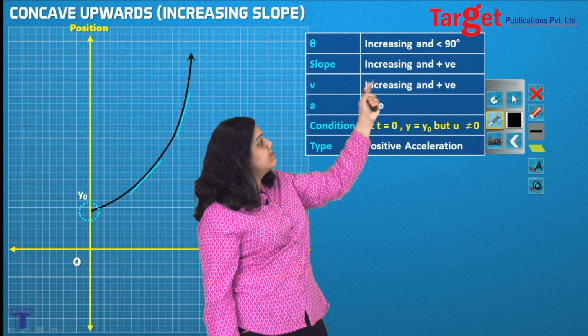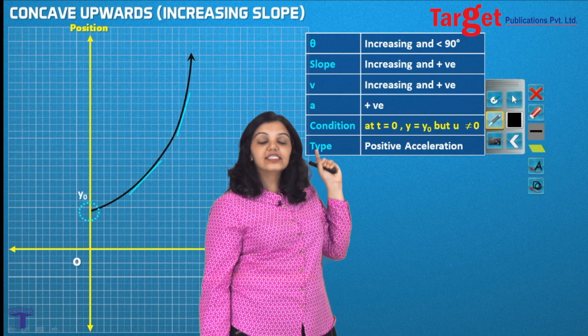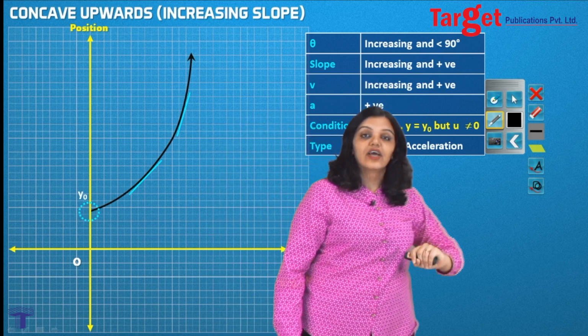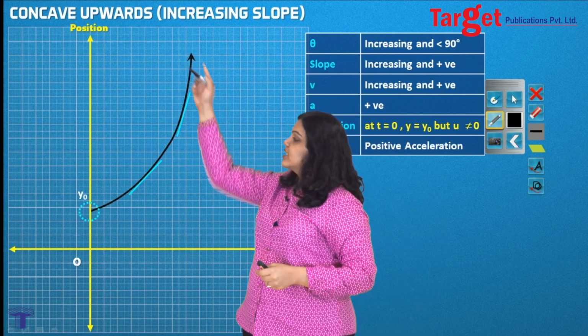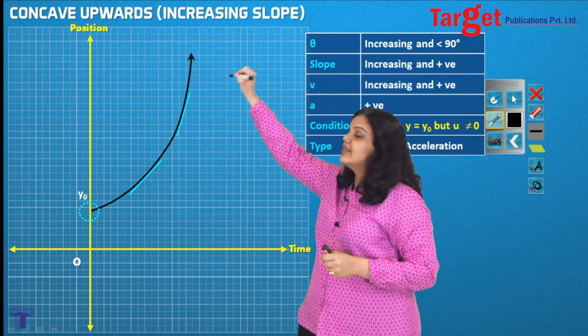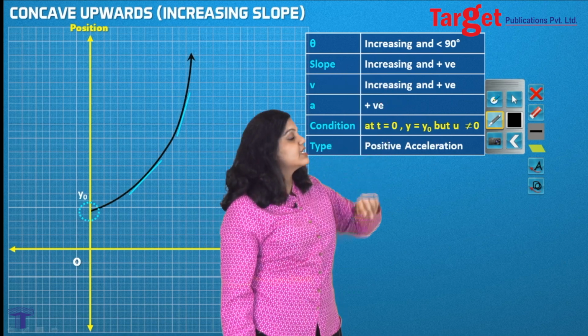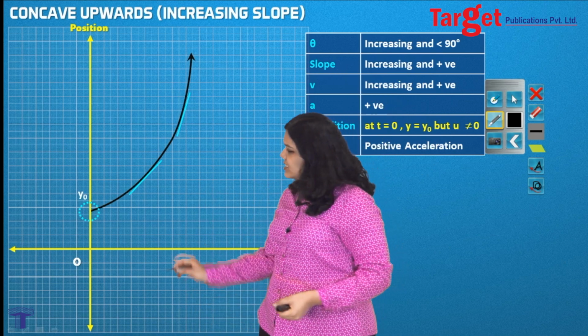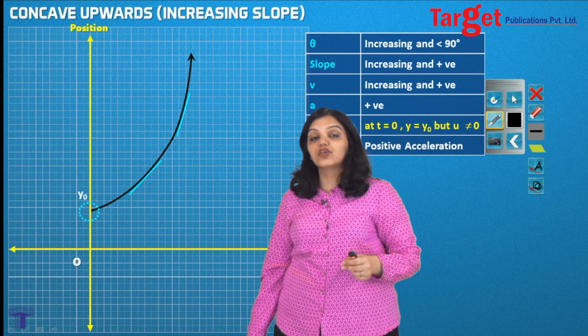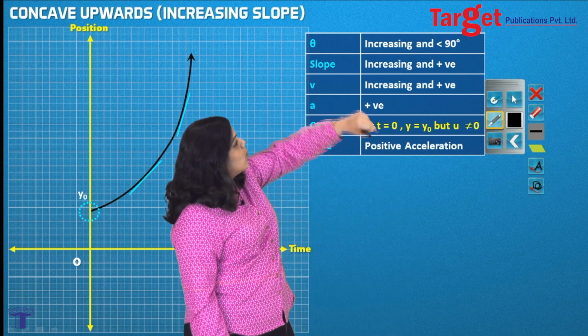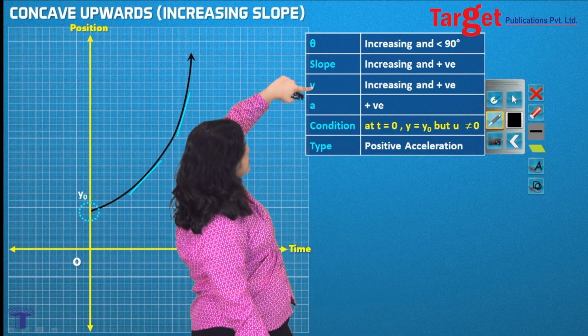correct. The second point is the slope. The slope says increasing and positive, and we know that every time you have a concave upwards graph, the slope will be increasing and positive. And therefore, we have slope increasing and positive, which is correct. You can see it's positive because it's making acute angles with the x-axis. Whatever happens to the slope also happens to velocity.